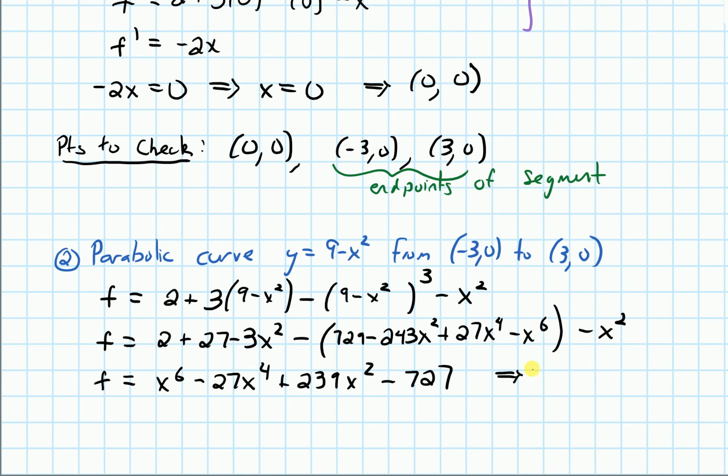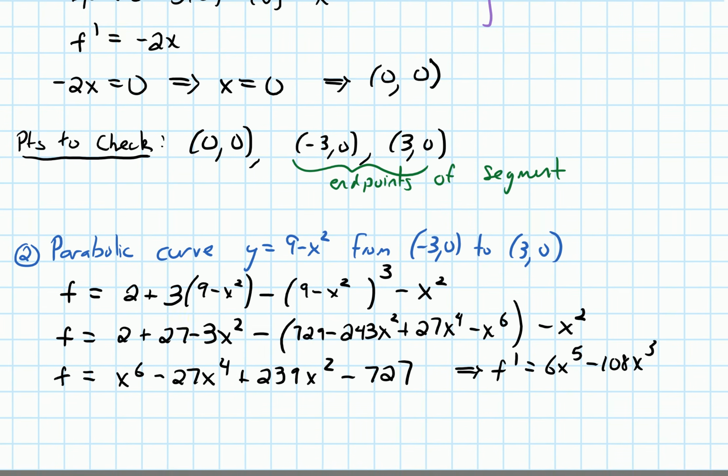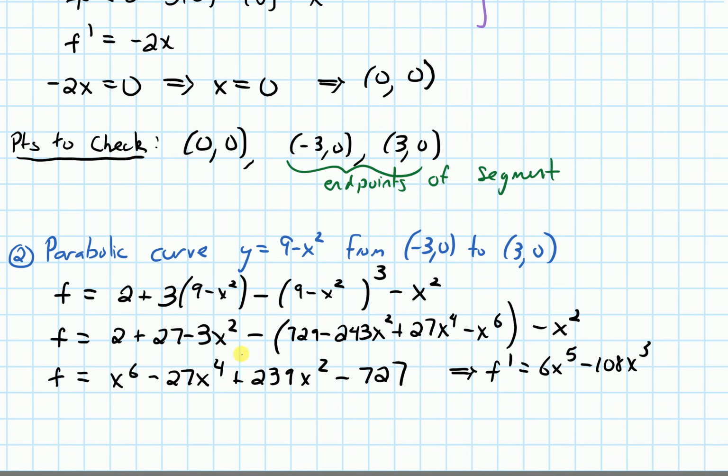Let's take the derivative now. The derivative of this would be 6x to the 5th minus 108x cubed. This is just doing power rule on a bunch of terms. And then let's bring the 2 down. 2 times 239 will give us plus 478x. And the derivative of negative 727 is 0, because that's a constant. Okay, so I got this derivative.